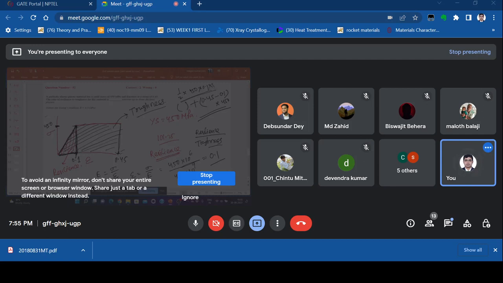You have to multiply 10 to the power 6 also because it is given in MPa. I forgot this. For both, 10 to the power 6. That's it. 0.125, yes, 0.125, that is your answer.